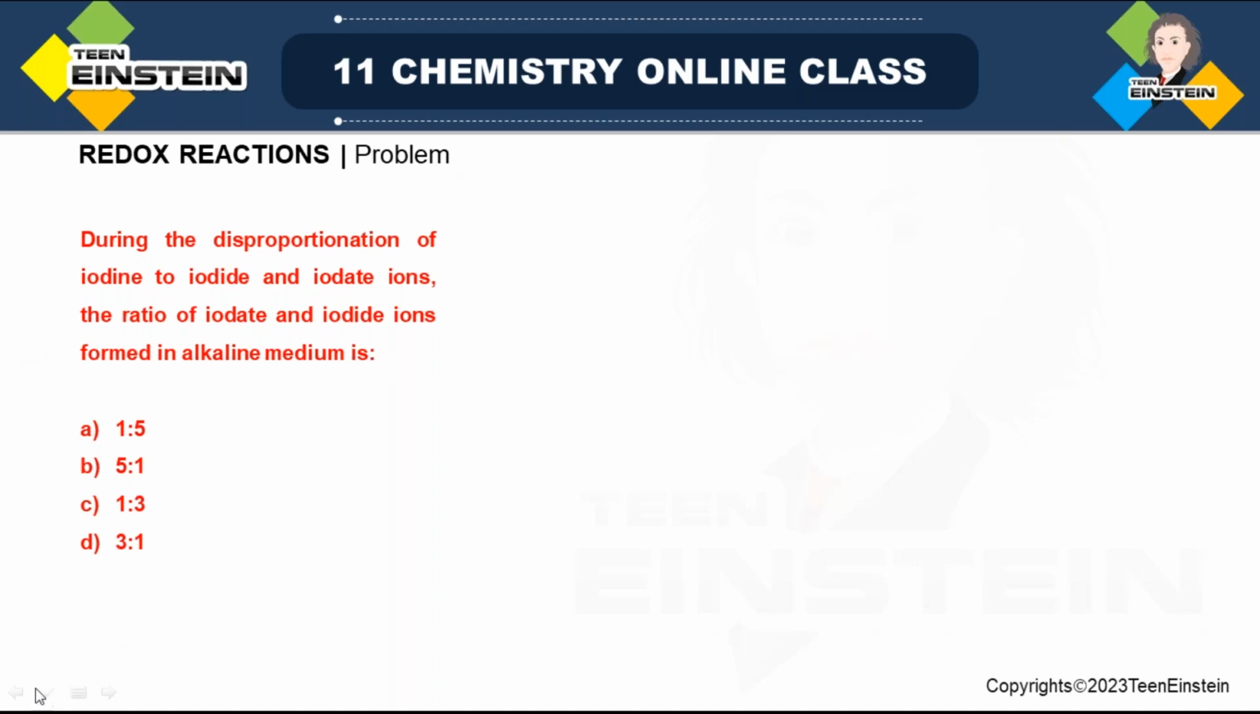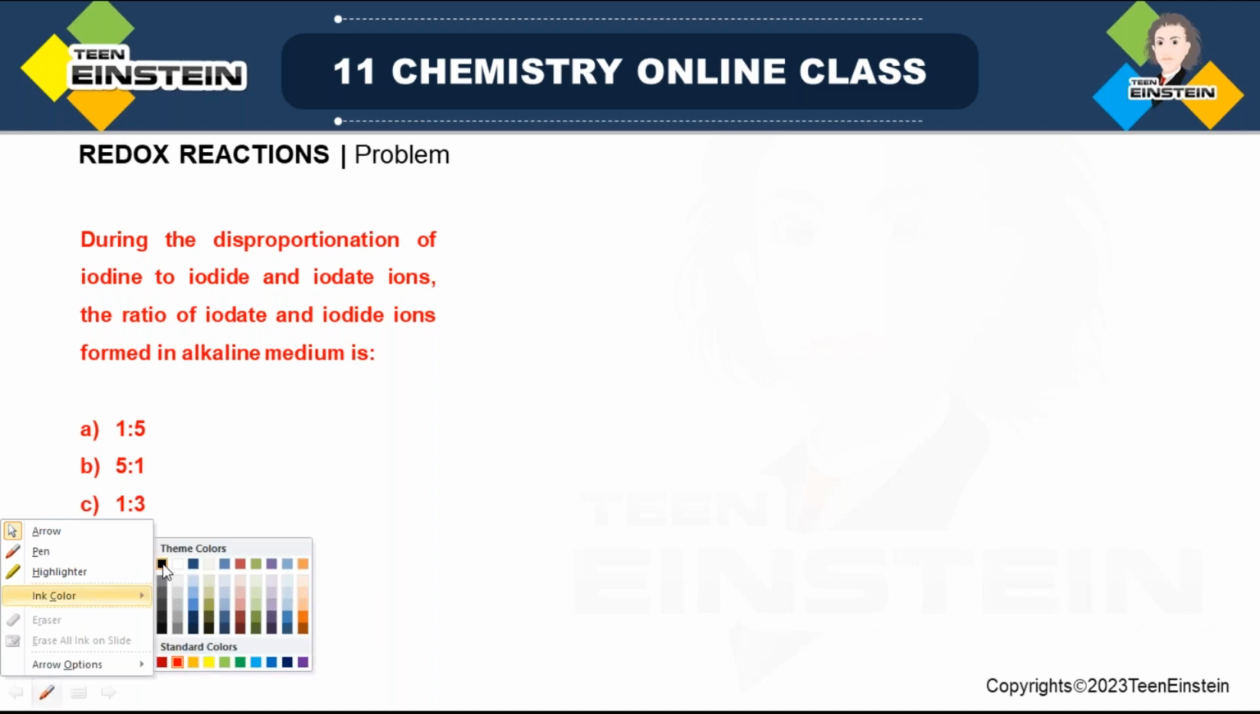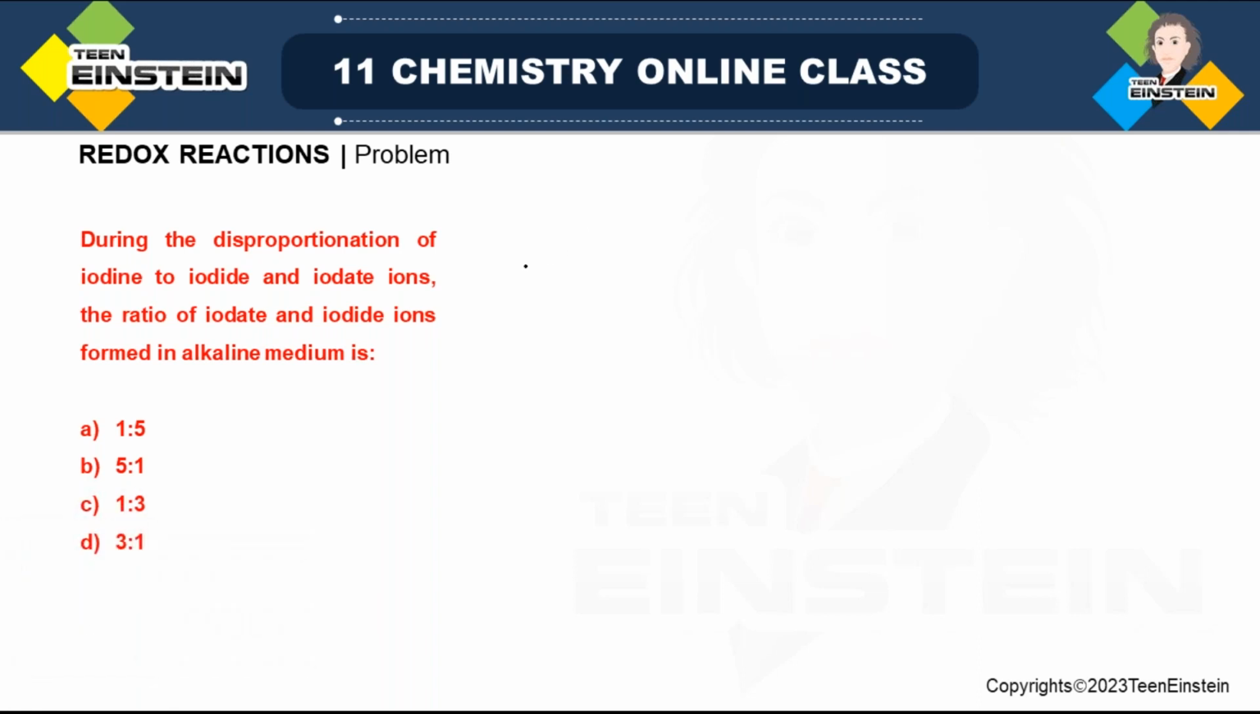Here the problem is saying that during the disproportionation of iodine to iodide and iodate, the ratio of iodate and iodide ions formed in alkaline media. So this ratio we have to find out. This is a disproportionation reaction. That information is already given and it is occurring in alkaline media.